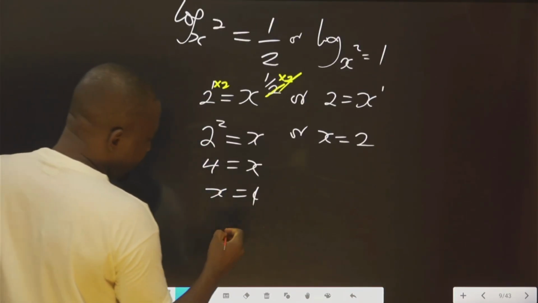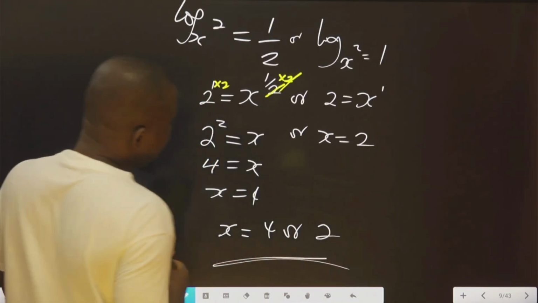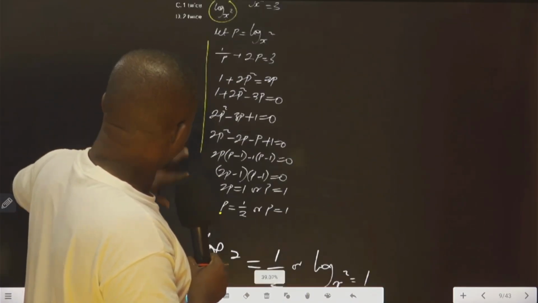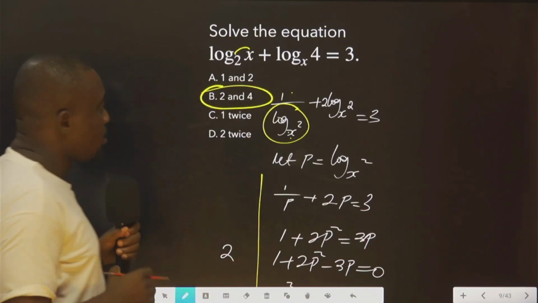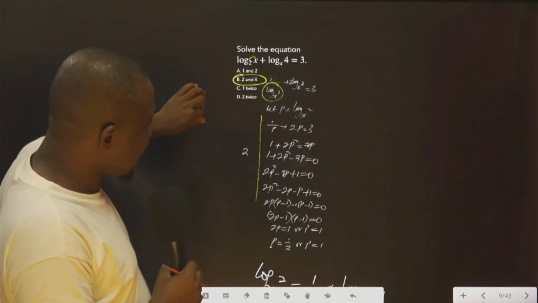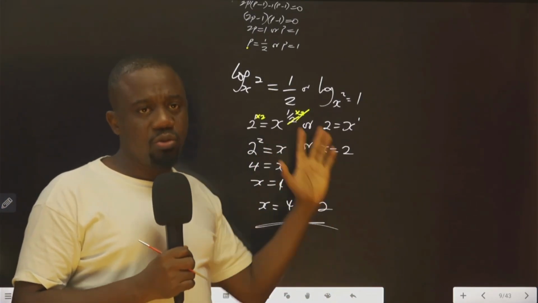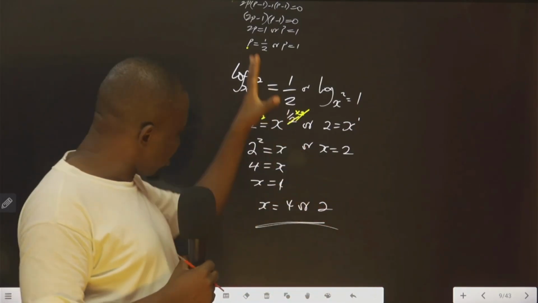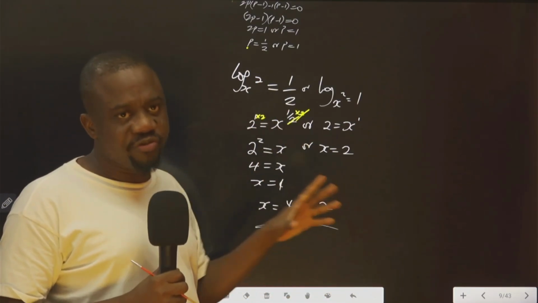It means therefore S is either 4 or 2. Okay? S is either 4 or 2. 2 or 4. That is B. Okay? Hope you understand this. I taught this method too. I taught moving from indices to logarithm format, from logarithm to indices format. I taught all this. Okay? You have to attend those classes or watch those videos.